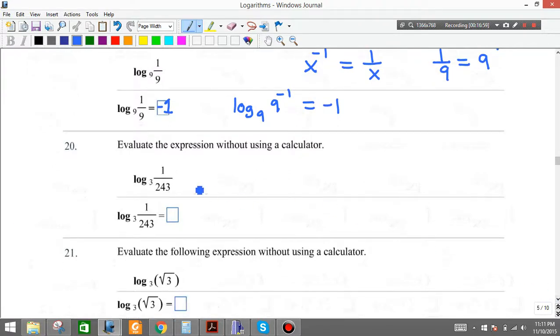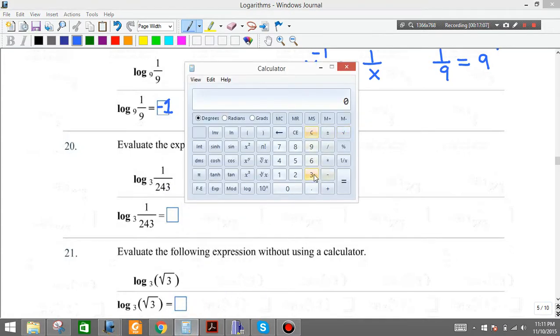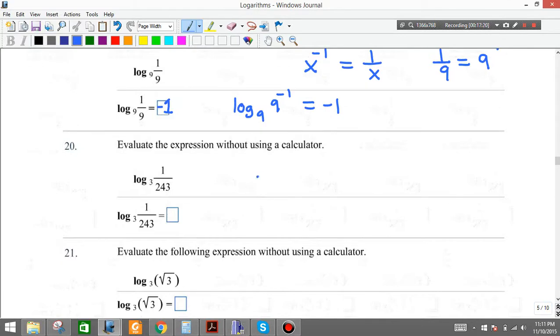This one's a little funkier. Now, how do you get 243? Going back, how many 3's give you 243? So it's 3 times 3 times 3, that's 3 of them, times another 3, that's 4, times another 3, that's 5. So I know that 3 to the 5th is 243, but this is 1 over 243. From our comments before, it's flipped, which means that the exponent is just negative. So it's negative 5.